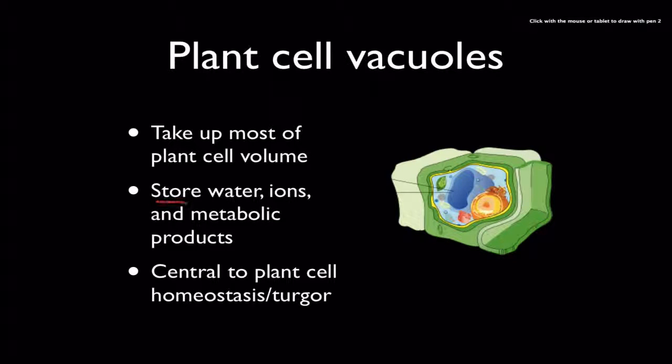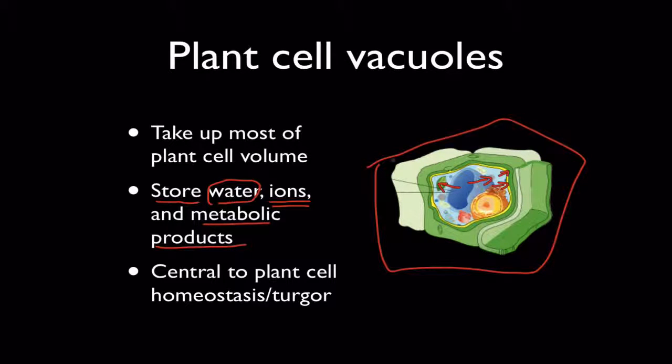What they do is they are for storage. They store primarily water, but dissolved in the water you may also find ions and other metabolic products like sugars, for example. They are absolutely central to plant cell homeostasis for plant cells to stay happy. And what plant cells do with their vacuoles is they keep them filled with liquid so that the vacuole is pushing against the cytoplasm, which pushes against the cell membrane, which pushes against the cell wall, and keeps the whole plant cell very tight and very juicy. And we call that turgor pressure. I'll talk more about that later.